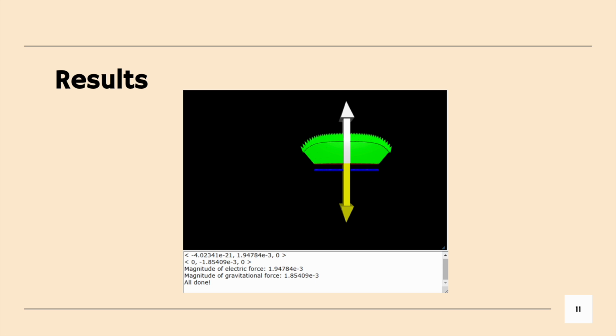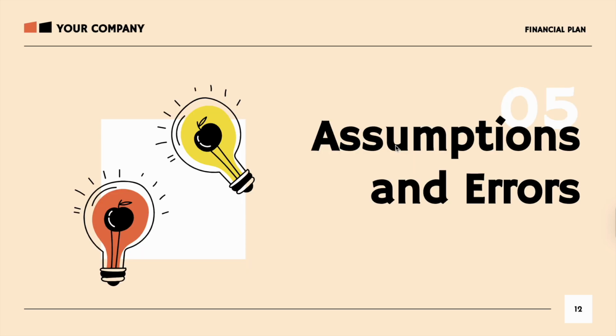So we talked to the lab TAs, and they said that it was enough in the error range for it to work. And you can see how each of the individual charges go through, and then they sum up to there. Here are some assumptions and errors that we had in our calculation.